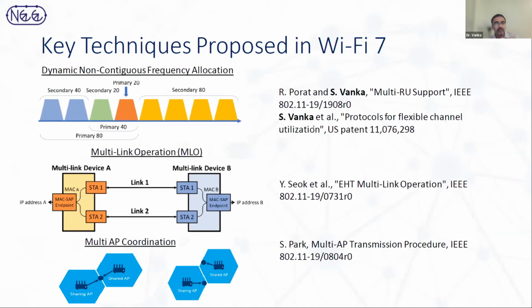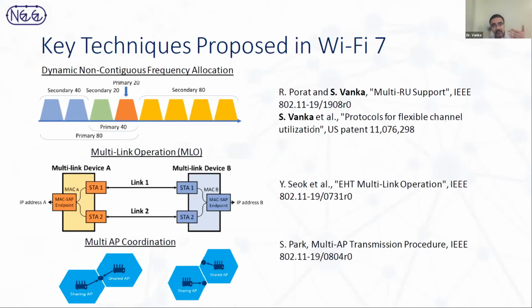So the idea is you sense the medium and you learn what parts of the channel are busy and what parts of the channel are free, and try to use non-contiguous chunks of spectrum. This can happen both for the access point as well as the client devices, right? So that increases efficiency, in a way.